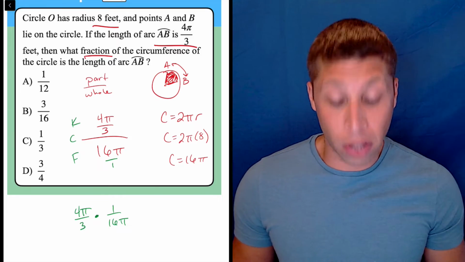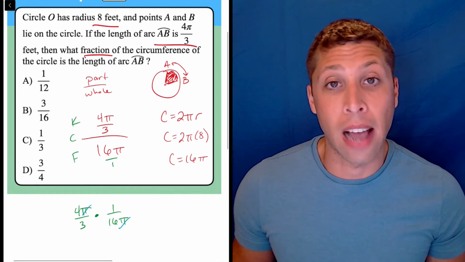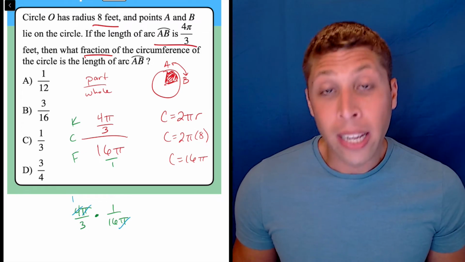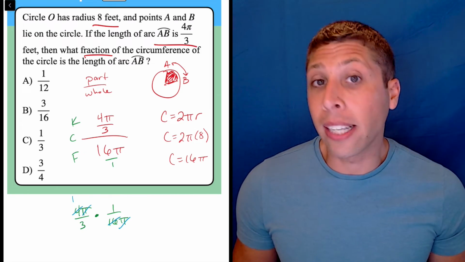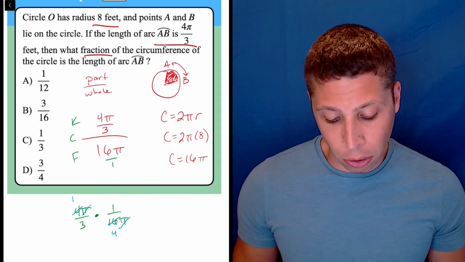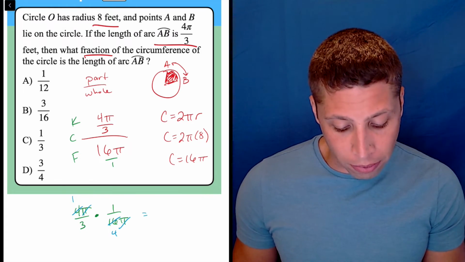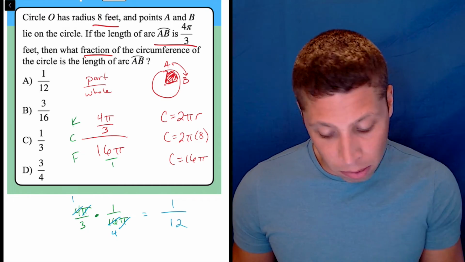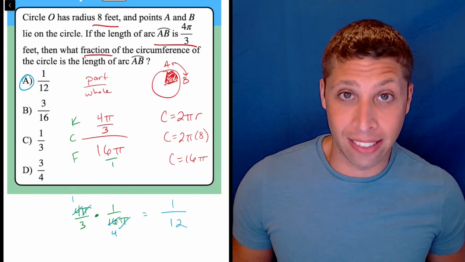Now we can start to reduce things. The pi's are going to cancel. If we have a pi on the top and a pi on the bottom, they're going to go away. We also can reduce the 4 into a 1 by dividing it into the 16 and having 4 left over there. And now we just have to multiply whatever's left. So the 1 times 1 on the top gives me a 1, and then 3 times 4 on the bottom gives me 12. That is choice A, and that is the answer.